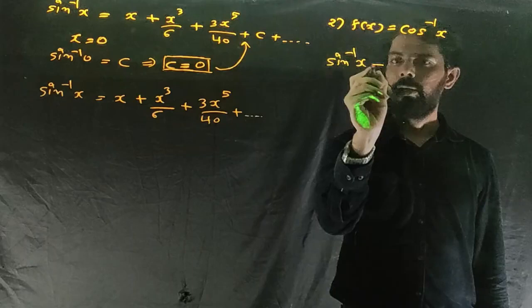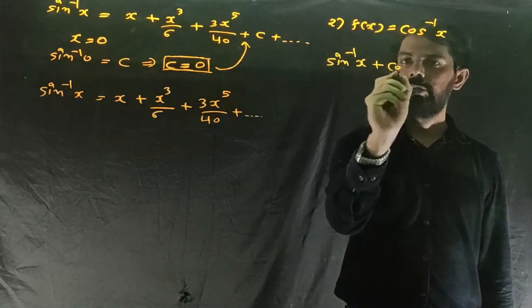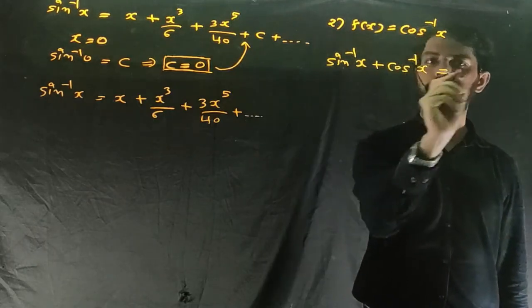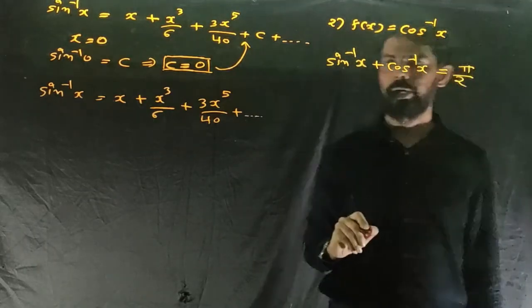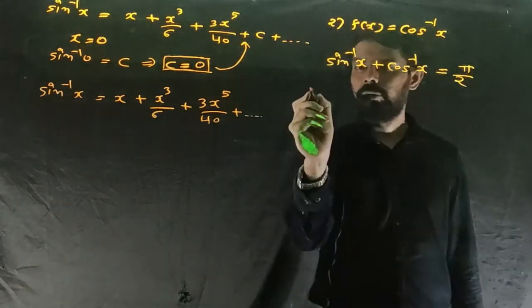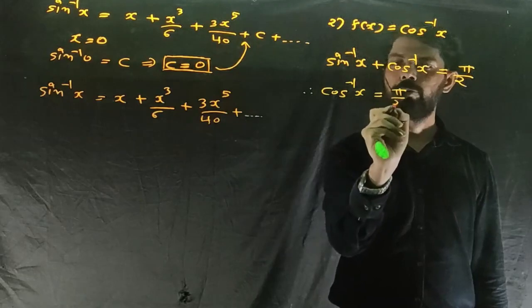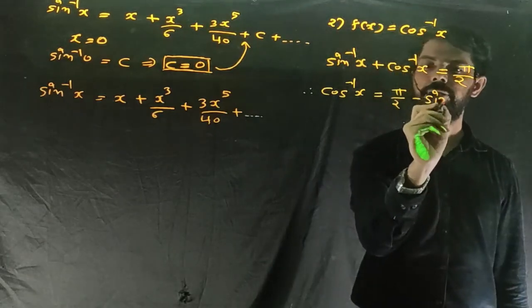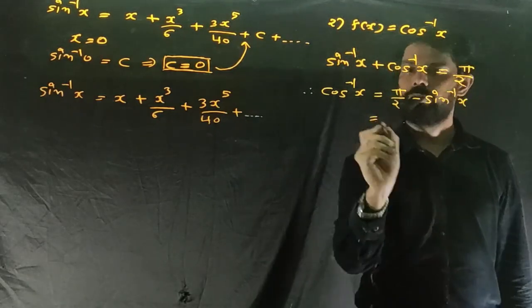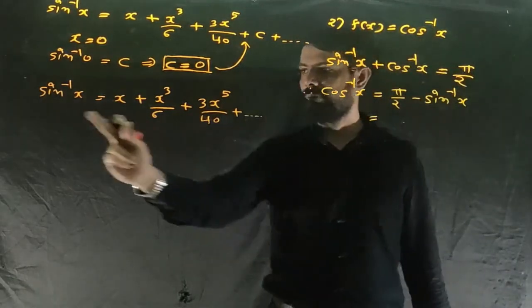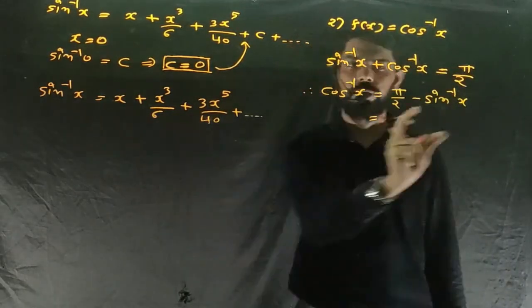Which is sine inverse x plus cos inverse x is equal to pi by 2. Therefore, cos inverse x is equal to pi by 2 minus sine inverse x. So we know the Maclaurin series for sine inverse x, which is this, so we will put this series.